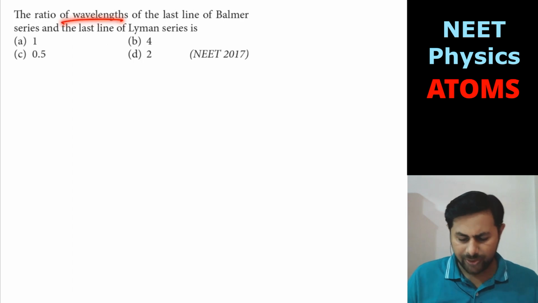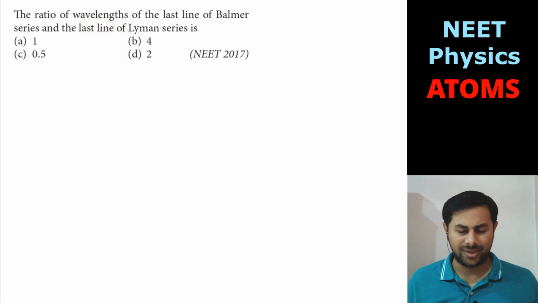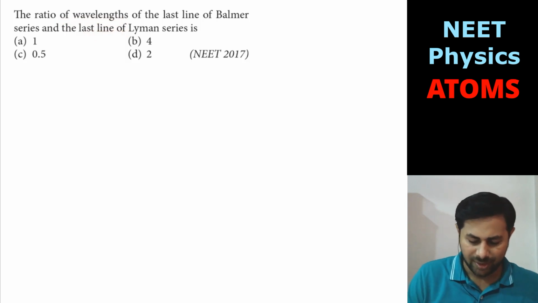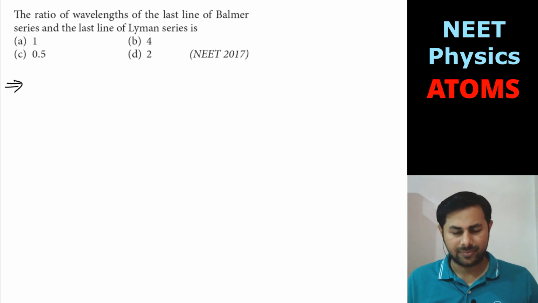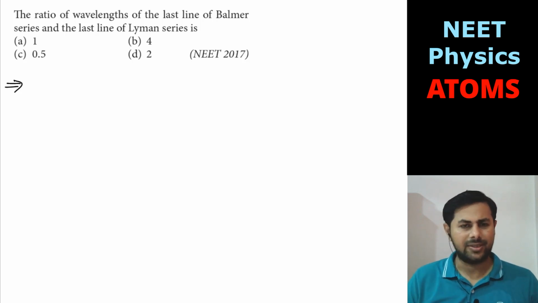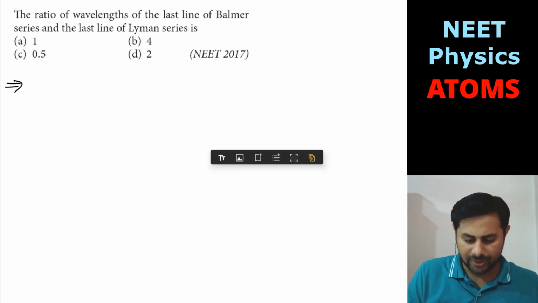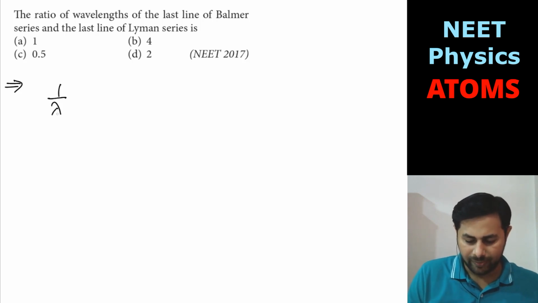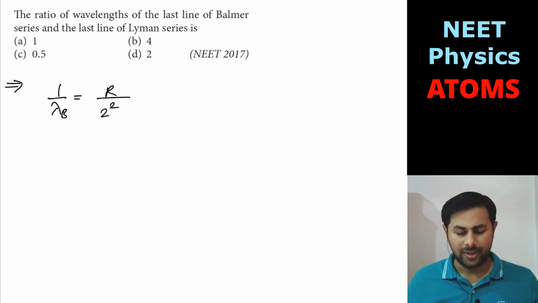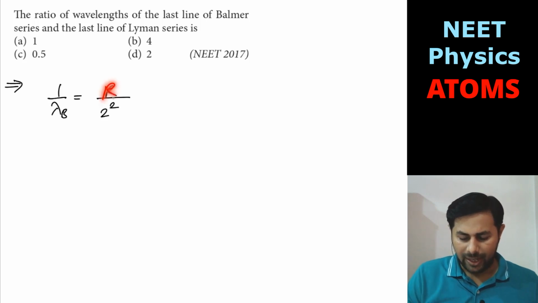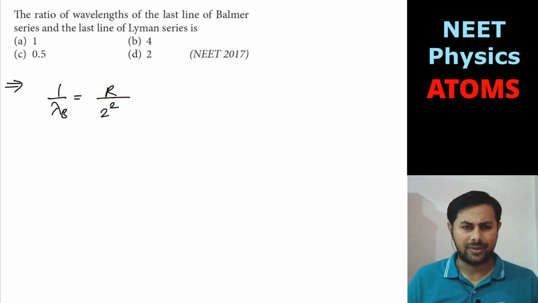The ratio of wavelengths of the last line of Balmer series and the last line of Lyman series is, what's the ratio? Last line means again it is jumping from infinity. So first is the Balmer series. Once again, 1 by lambda b is just equal to R by 2 square for Balmer series. Last line means the electron jumping from infinity, so we just need to take R divided by that orbit square. That's it.